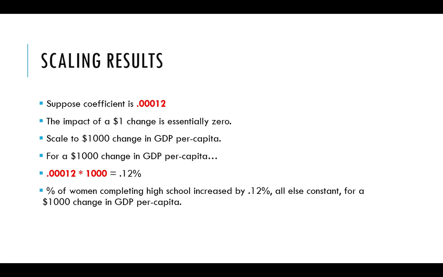So the percent of women completing high school increased by 0.12%, all else constant, for a $1,000 change in GDP per capita. That's where scaling helps us.